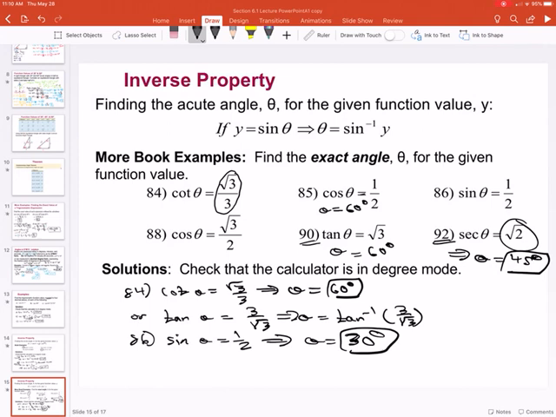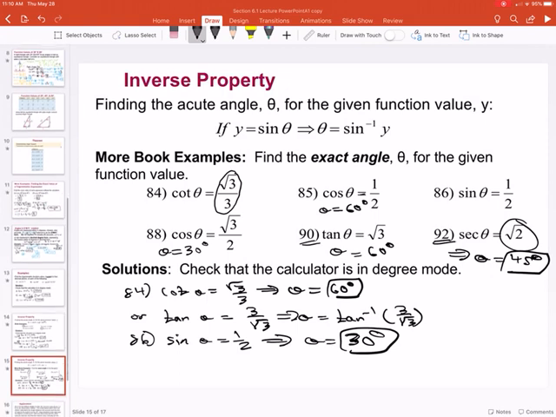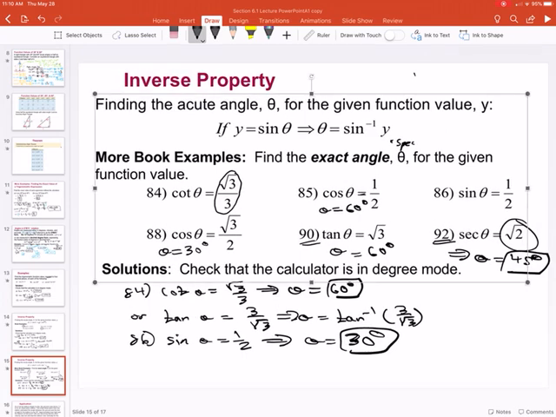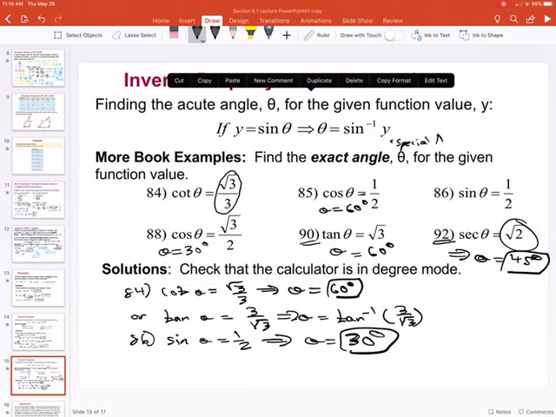Again, these are special angles, and we don't need a calculator to do the work. We know in 88, for example, when cosine holds a value square root of 3 over 2, that's at 30 degrees. Theta is 30 on number 88. Those should be quick and easy because they deal with our special acute angles. Anytime you see the word exact, a calculator is not needed. These are our special angles: 30, 45, and 60.